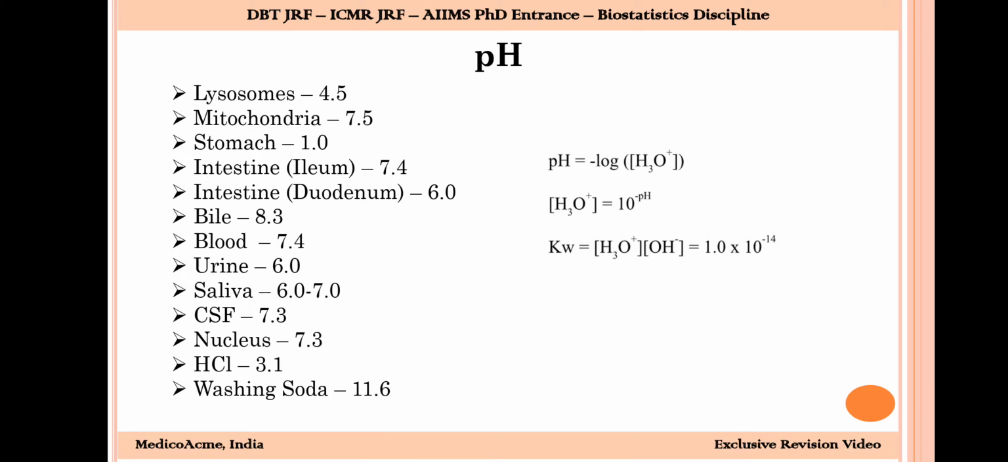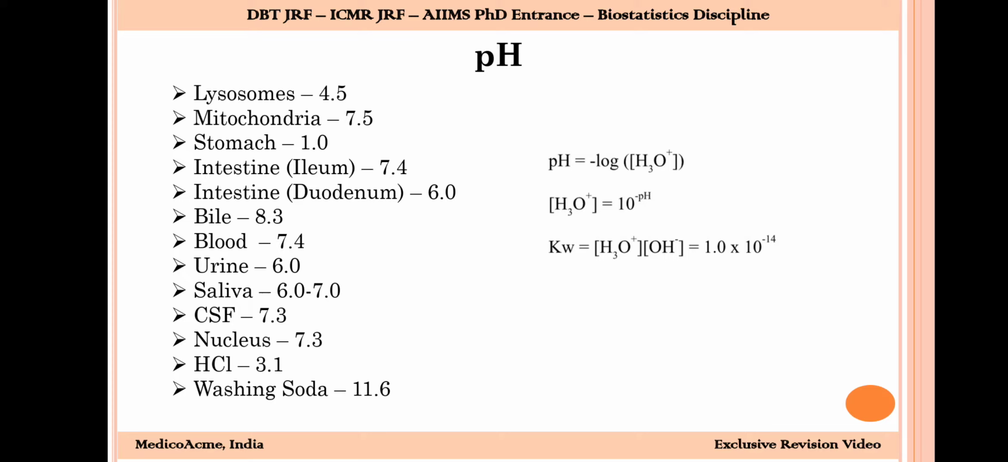Why? Because you can see that the product of the H plus ion concentration and the OH minus ion concentration becomes equal to a constant. It is called the dissociation constant of water, or the water constant, basically. It is equal to 1.0 into 10 to the power minus 14.